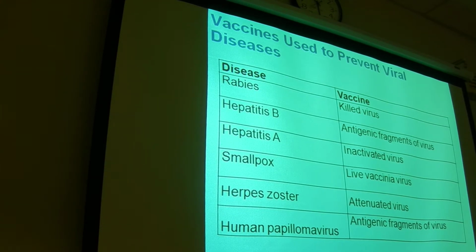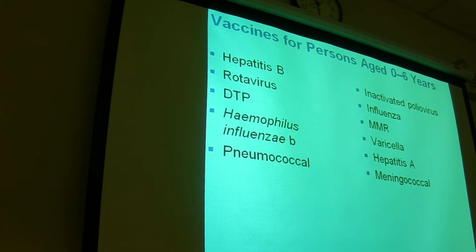A couple more viral ones, not going to go into each of them. So this is the fairly generic schedule, there's slight changes here and there depending on the doctor. Vaccines that are recommended for children between ages of 0 and 6.